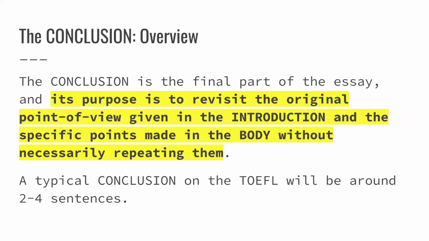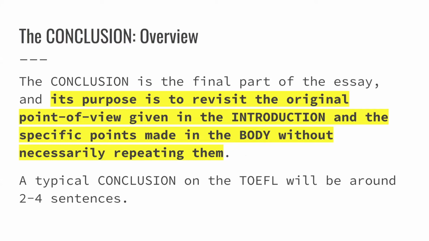Now, remember, the conclusion is the final part of the essay. Now, many times students think the conclusion is just saying that something is finished. But the truth is, on any good college essay, and of course here on the TOEFL, one of the main purposes for the conclusion is to revisit the information that you started with in the introduction and to kind of reference the points that you made in the body. But we don't necessarily want to repeat them. Yeah, we don't want to necessarily repeat everything we've said in the essay. That's not really a conclusion.